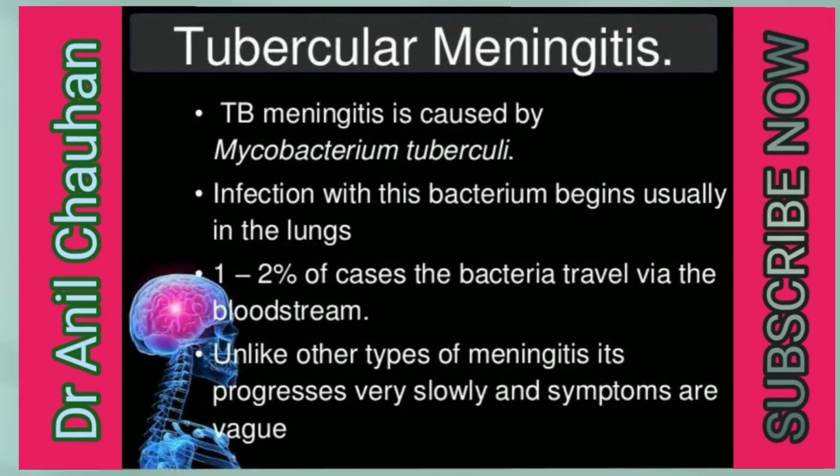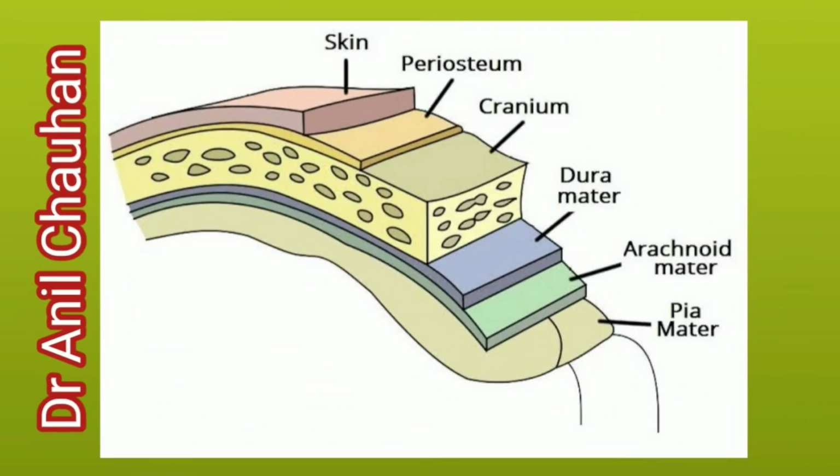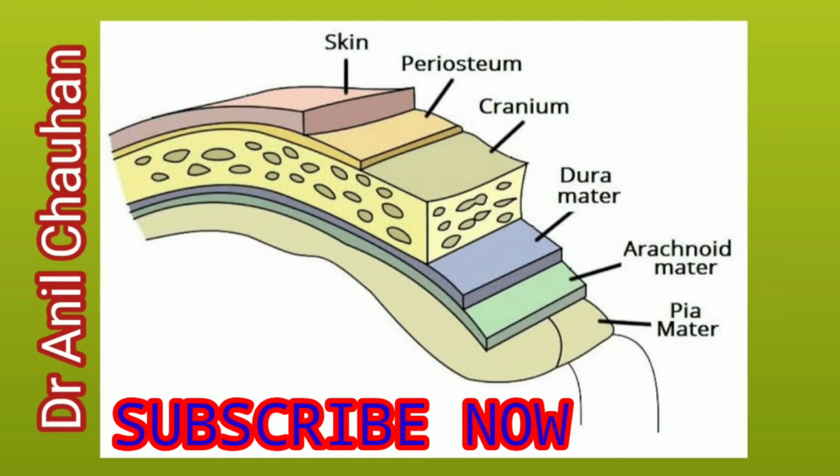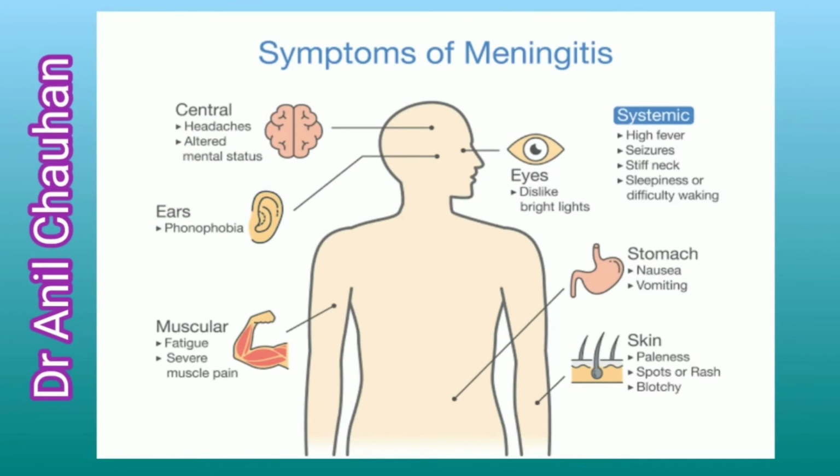Third, there are three layers of the brain coverings, and inflammation of the meningeal layers is called meningitis. You see on the skin, periosteum, cranium, dura mater, arachnoid mater and pia mater. Meningitis occurs in the meningeal layer; the arachnoid and pia mater are the middle layers.